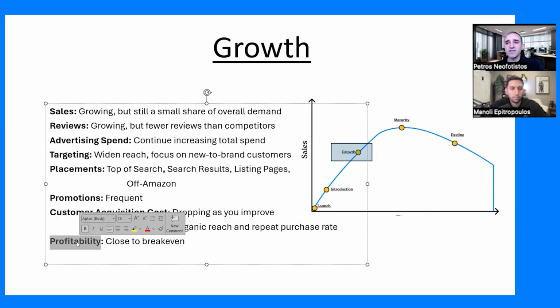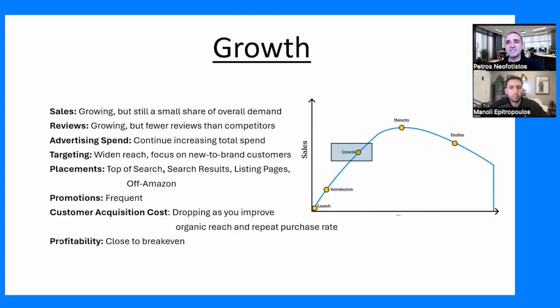That's why your profitability at this phase is close to break even. The difference in profitability ranges here really depends on your company goal. A profit-focused company is going to be on the positive side of break even. A growth-focused company is going to be on the negative side of break even. And a balanced plan is going to be right at that break even level.